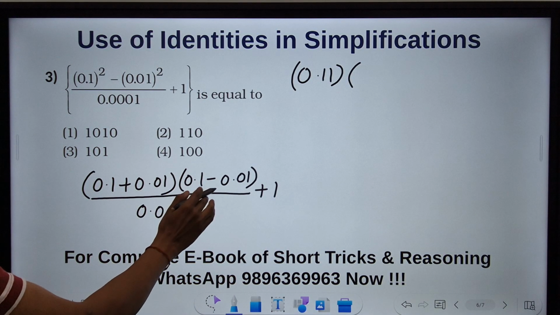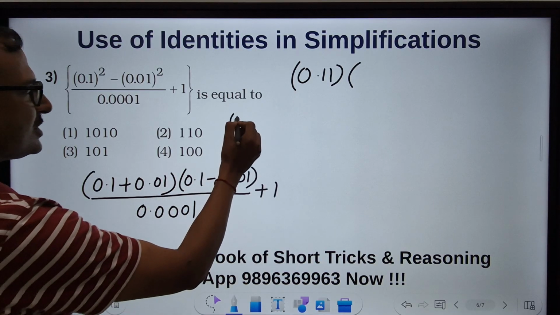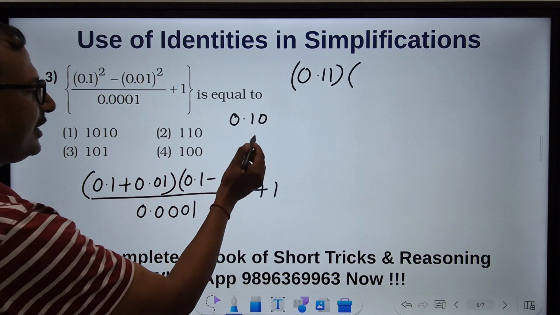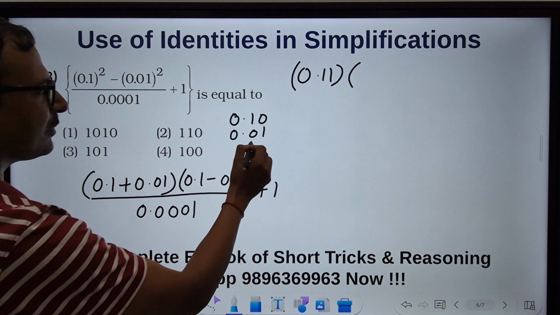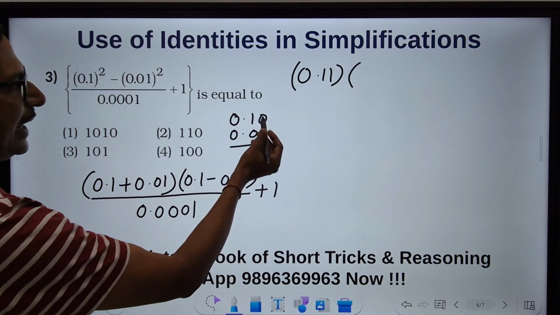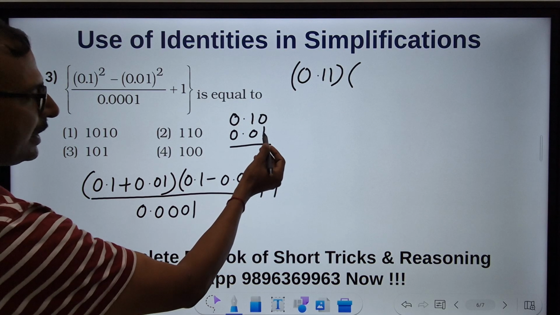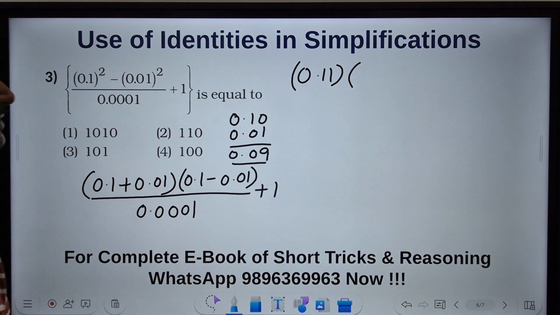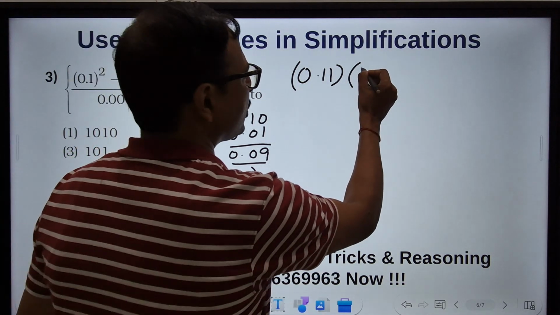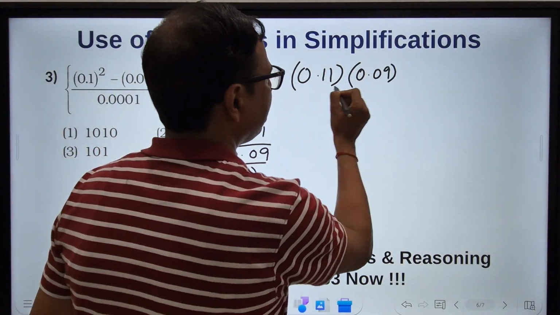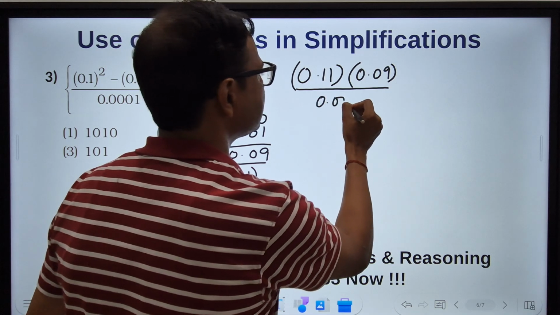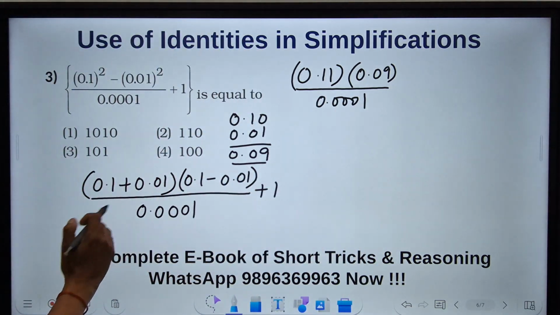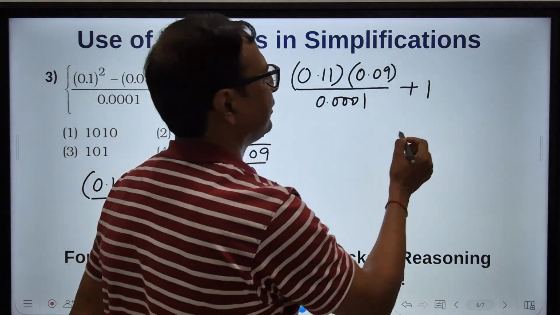Now this is important. 0.1 is actually 0.10, right? And we are subtracting 0.01 from this. So you need to borrow 1, and therefore 10 minus 1 becomes 9, and so everything else becomes 0. So this is practically 0.09, and I'll write 0.09 here and divided by what? 0.0001, which is the same denominator, plus 1.